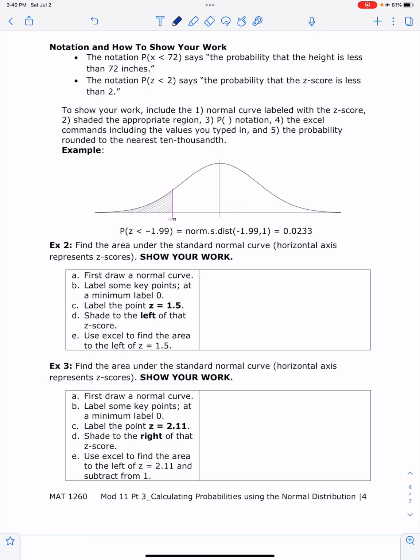Here are the Module 11 Part 3 notes. This is page 4. We are going to do it again, and let's be a little more specific about how we are going to set this up.